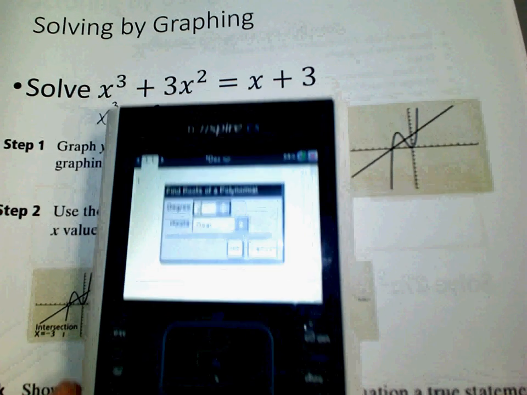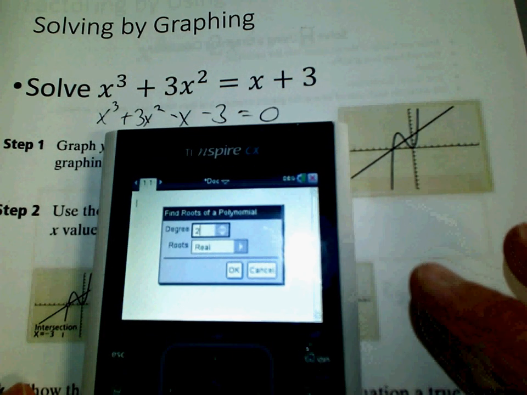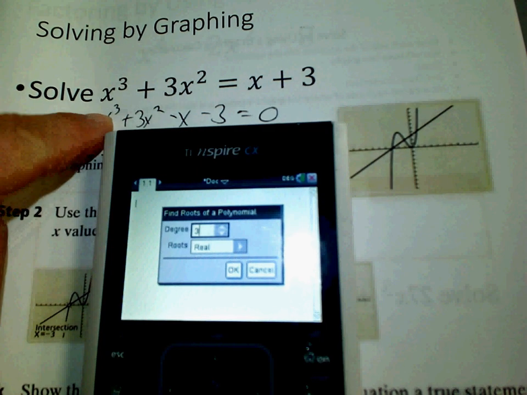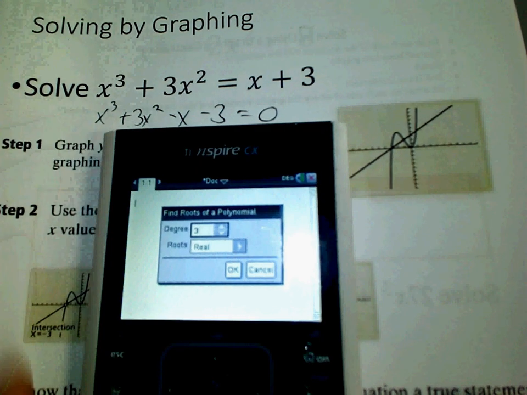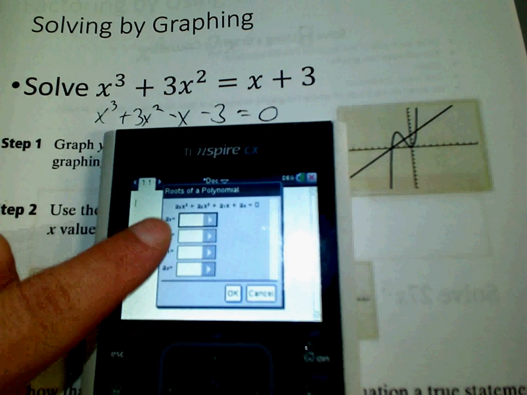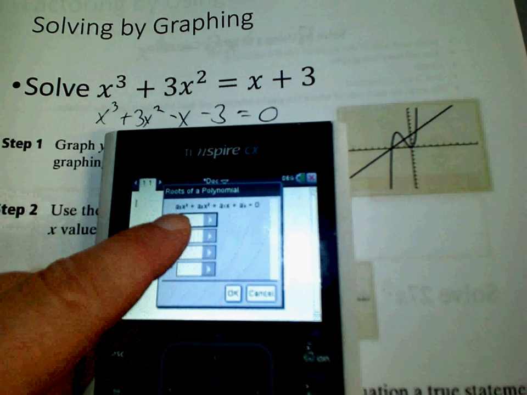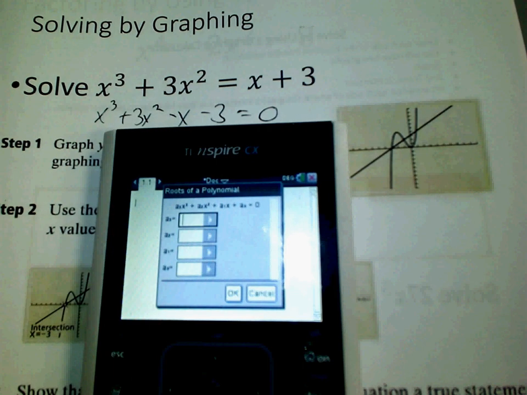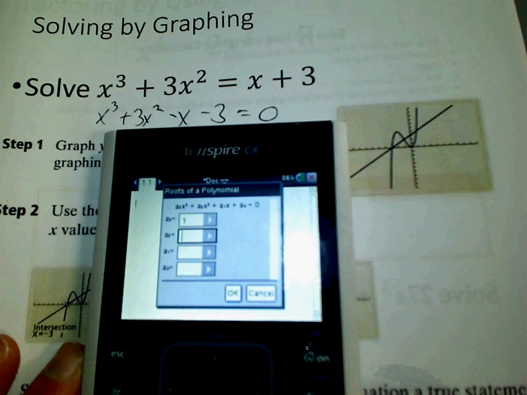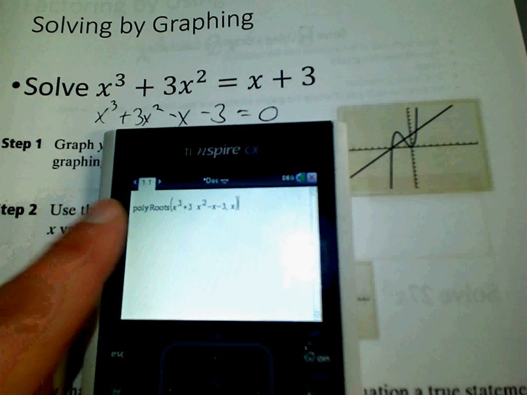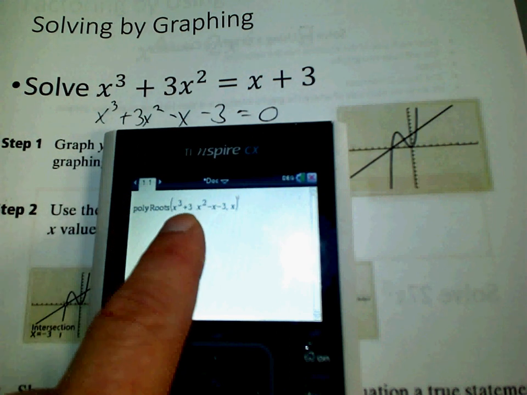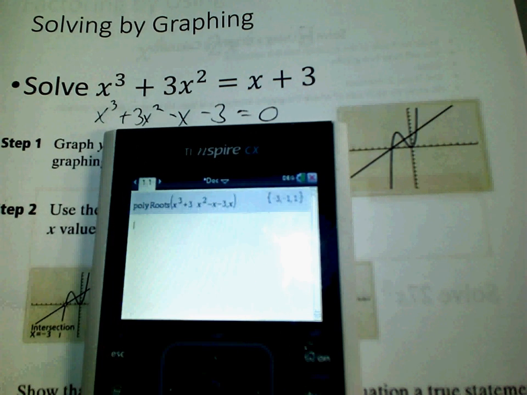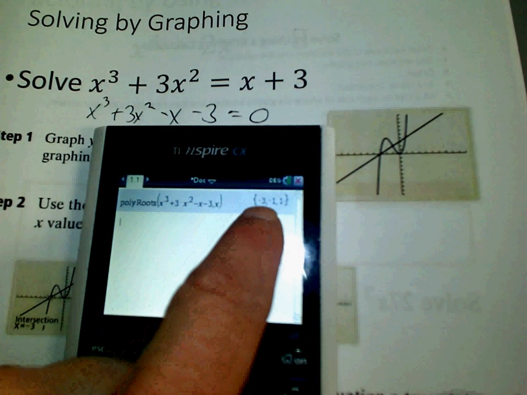What is the degree of that polynomial? 3. Highest exponent is your degree. Highest exponent's 3, so it's a degree of 3. Find the real roots, and then it just asks for all your coefficients. Coefficients of your cubic, your quadratic, your linear, and your constant. So that looks like a 1, tab down, a 3, tab down, a negative 1, tab down, negative 3. And builds this function, polyroots. What's the polynomial roots of that polynomial for x? And it gives you the roots of negative 3, negative 1, and 1.